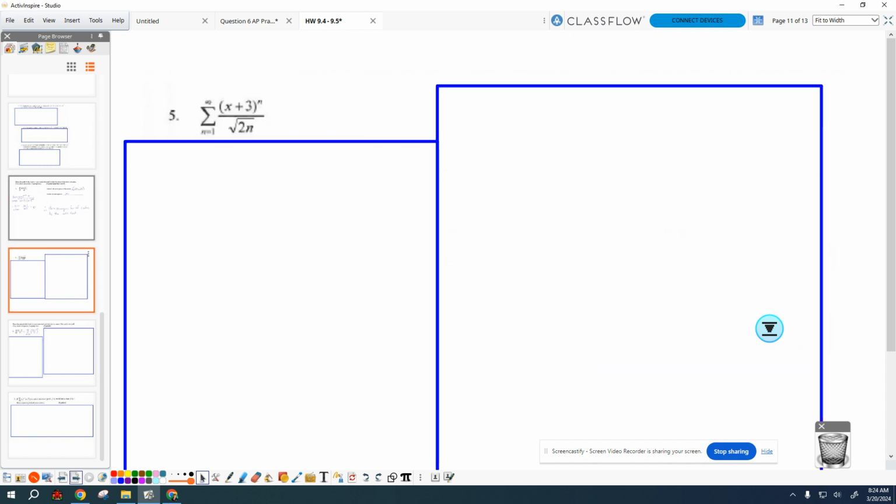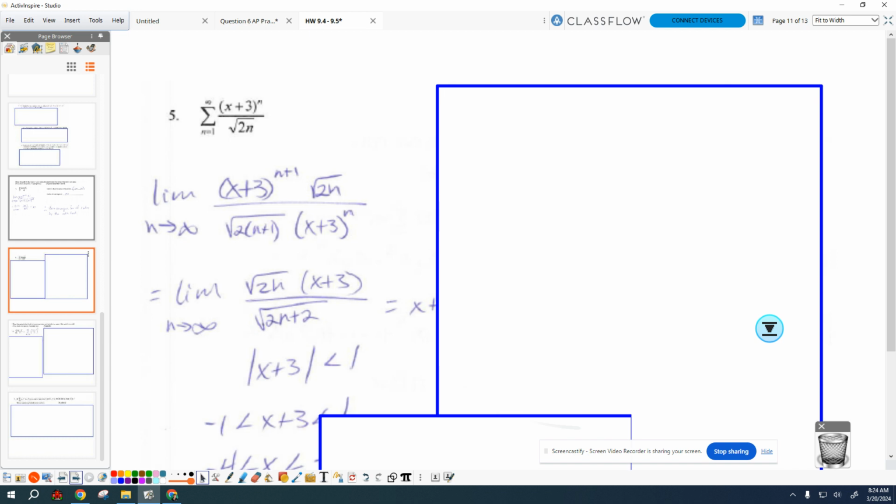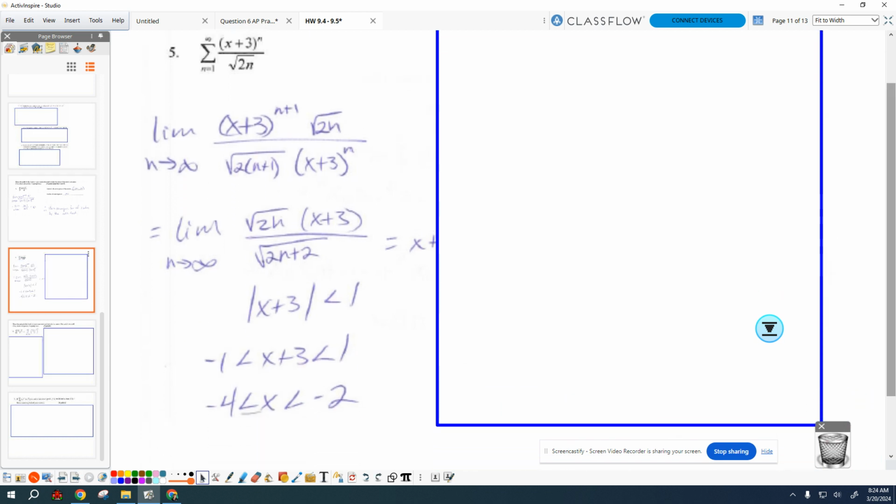Then there's this kind, doing the ratio test. This one's the pain. All right, I got n's. This pre-cal stuff goes to 1, and I get out that x plus 3. Check each endpoint.